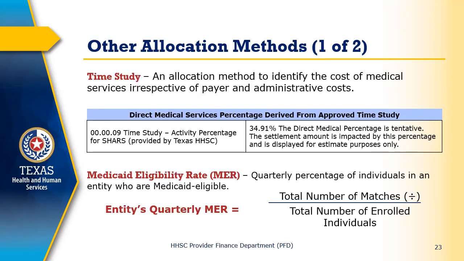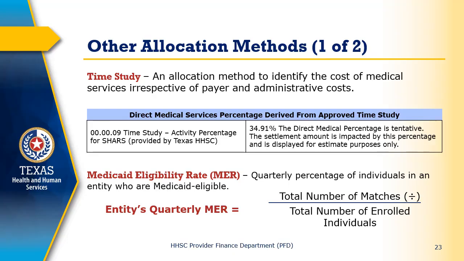Now we will look at some other cost allocation methods. A time study reports the amount of time related to performing direct medical services, as derived from data obtained from the Random Moment Time Study, RMTS, statewide time study. Random Moment Time Study, RMTS, identifies the reimbursable and non-reimbursable time, which is then used to identify the percent of time providers are participating in Medicaid Administrative Claiming, MAC, activities or direct medical services.